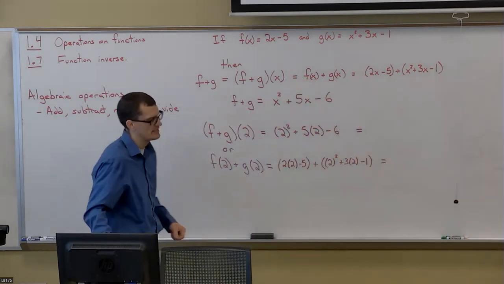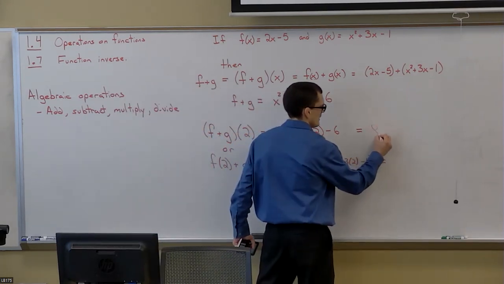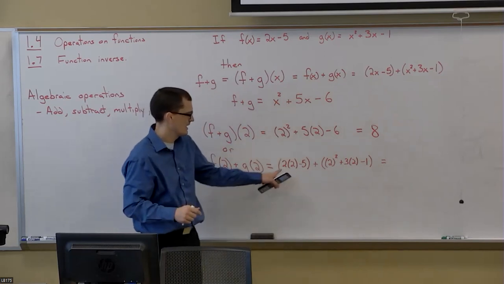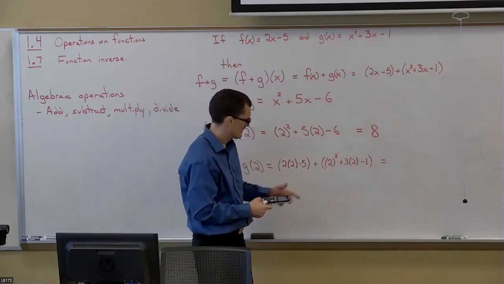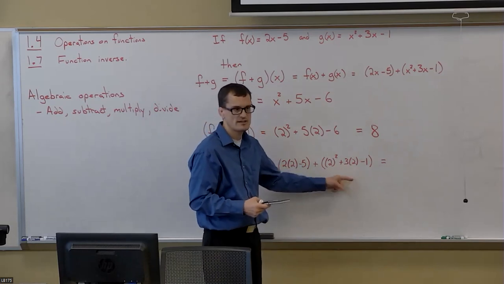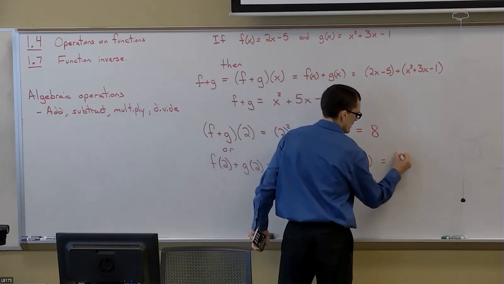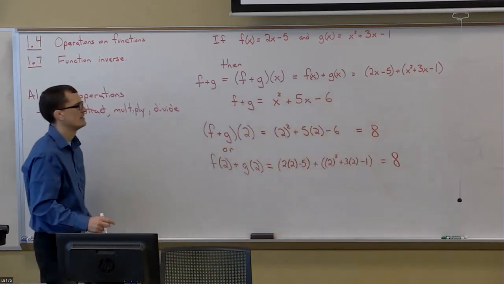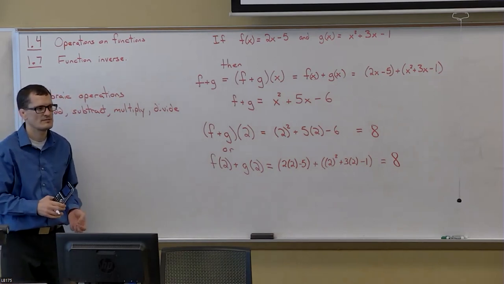So let me calculate that. 14 minus 6, I believe you get an 8 here. And then this gives you -1. This gives you a 9. -1 plus 9, also 8. Is that okay?